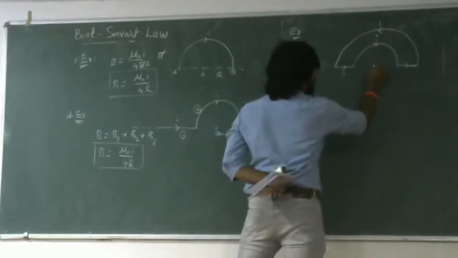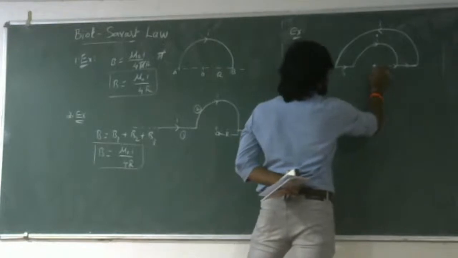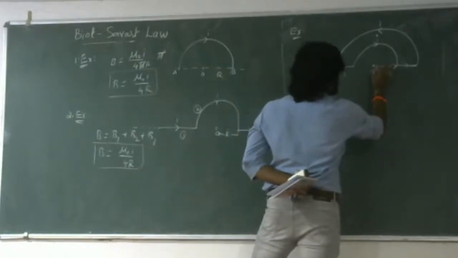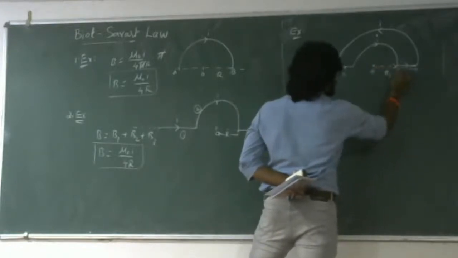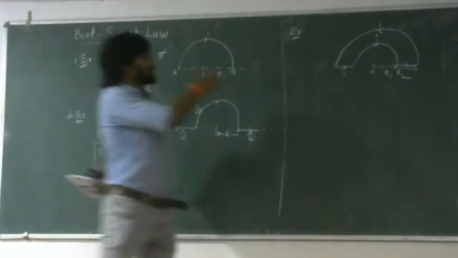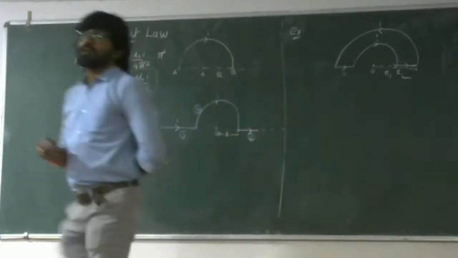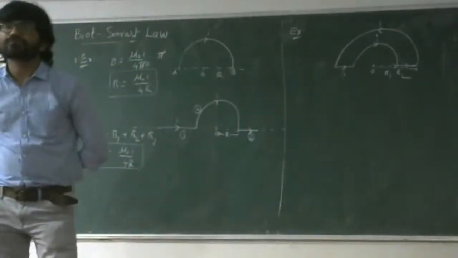This is center O. The radius of the inner part is R1 and the radius of this outer circular part is R2. Is it clear, everyone? So, what is the total field at O? Find the total field at O.